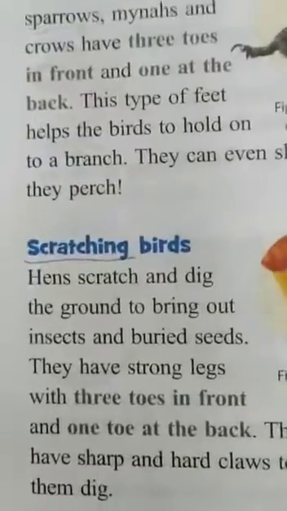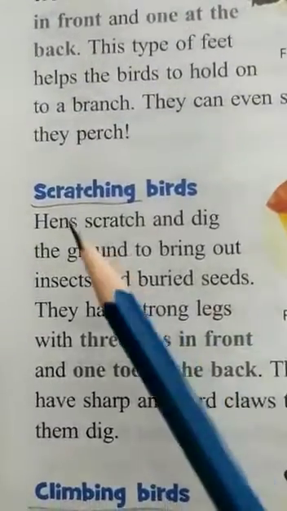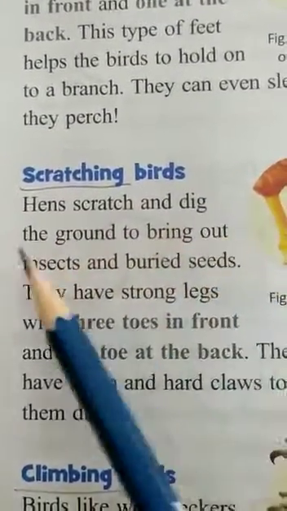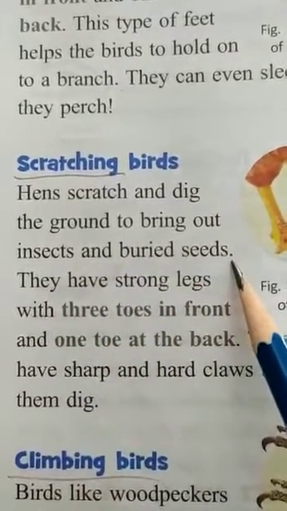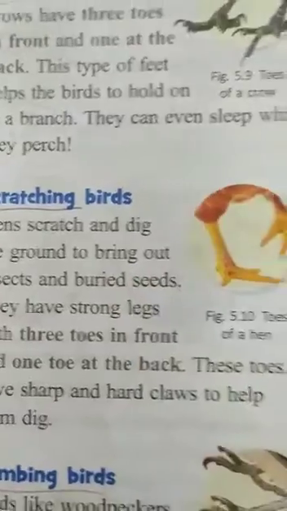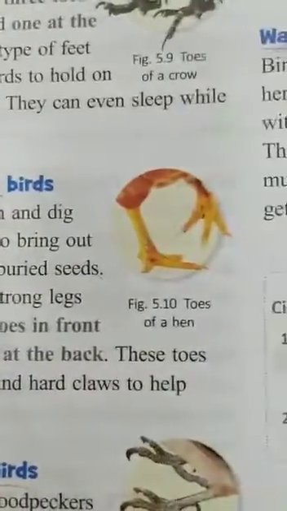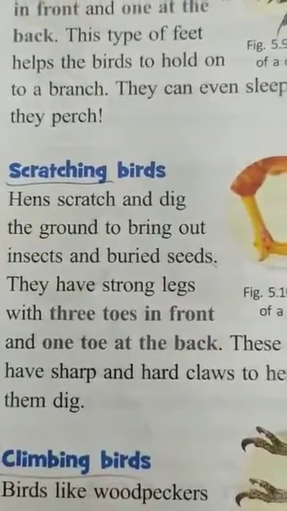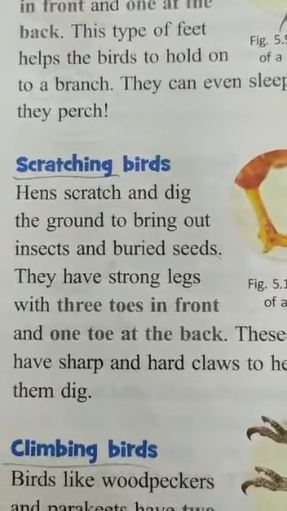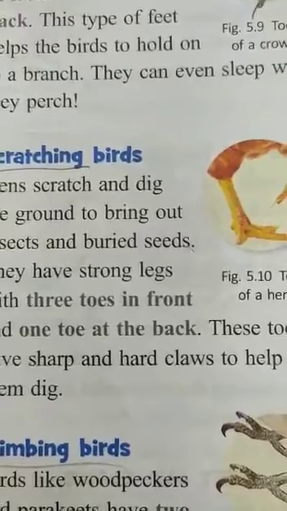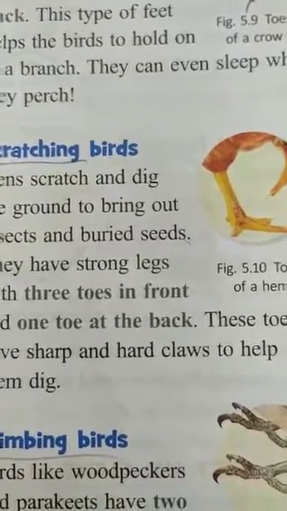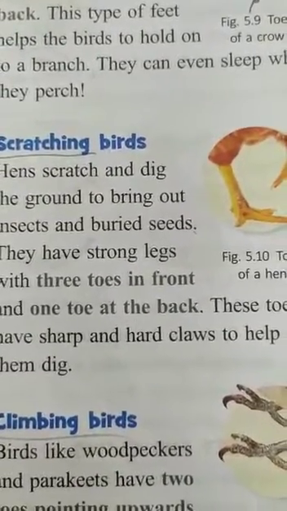Now, the next one is scratching birds. Scratching birds. Hens scratch and dig the ground to bring out insects and buried seeds. So, scratching birds, sometimes you have hens, right? Hens are there. They keep going on the ground, and sometimes with their legs and with their claws, they are continuously digging the ground. That is called scratching the ground.